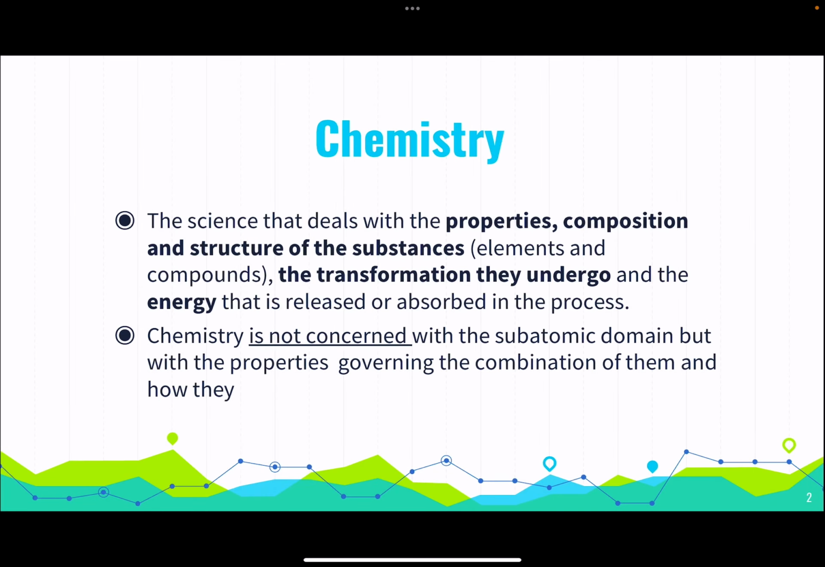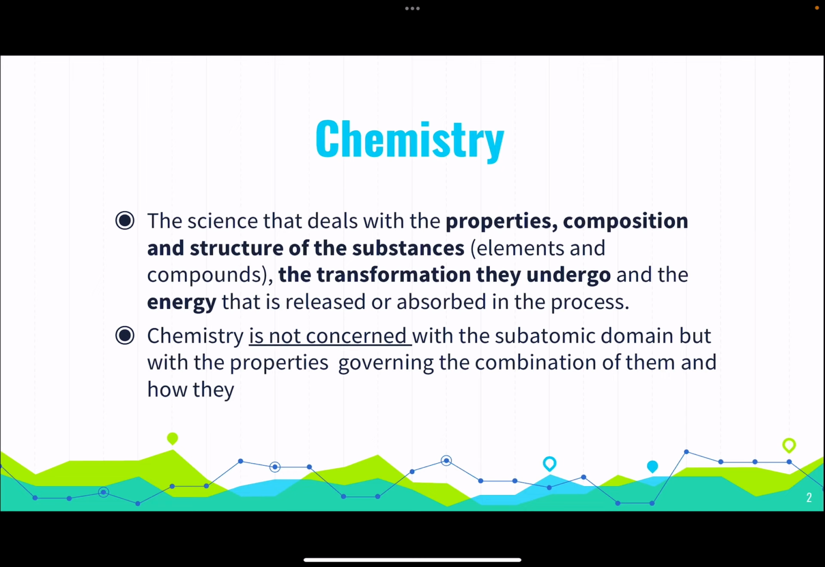So let's see that. It says chemistry is the science that deals with the properties, the composition and the structure of the substances, the elements and compounds, and the transformations they undergo. So we're talking about chemical reactions and the energy that is released or absorbed in the process. Whenever we have a chemical reaction, you either put some energy into it in the way of heat, temperature, an oven, etc., or you do something so that the energy that is produced does not explode or go anywhere, right? Like, for example, when you have ice baths for the products of your reaction.